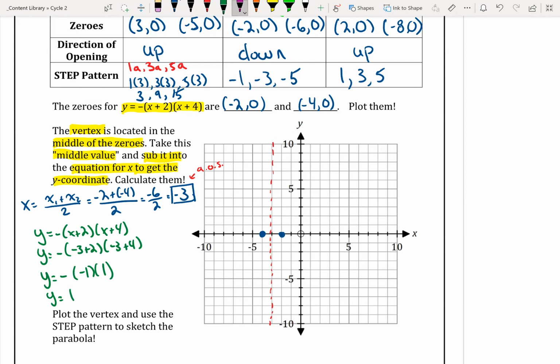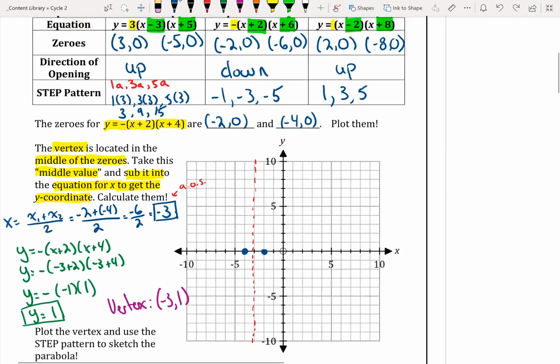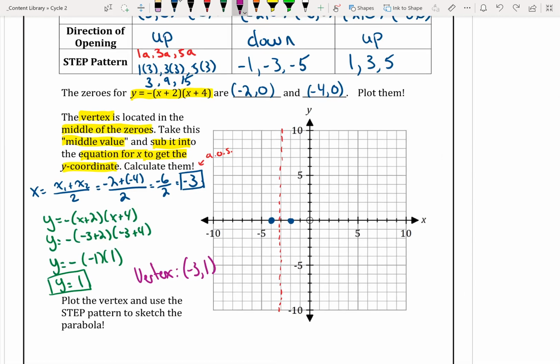So that means that my vertex is going to consist of my x value of negative 3 and the y value of 1. So my vertex is actually negative 3, 1. So I go over to negative 3, go up to 1, positive 1, not negative 1, and put a point there. So that is where my vertex is. I know my two x-intercepts.